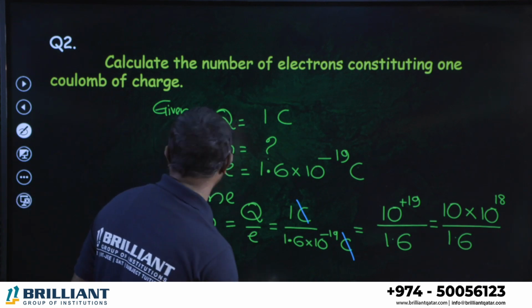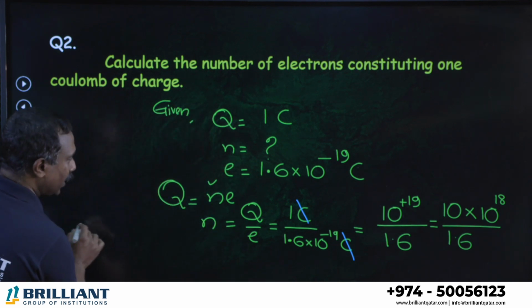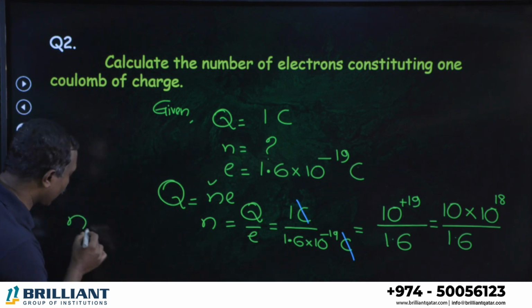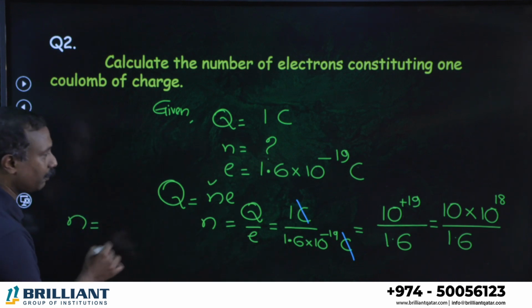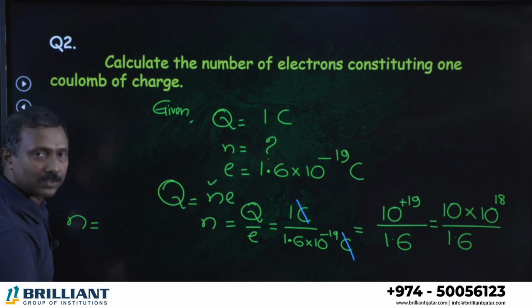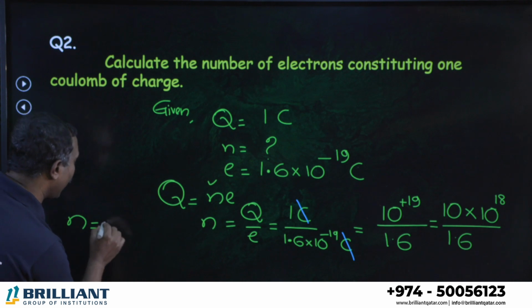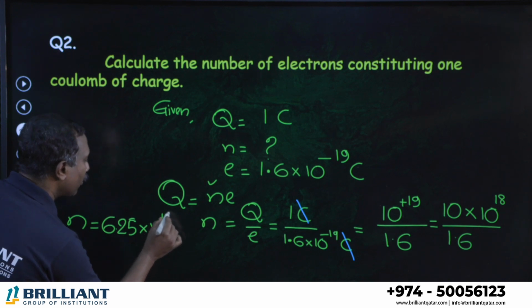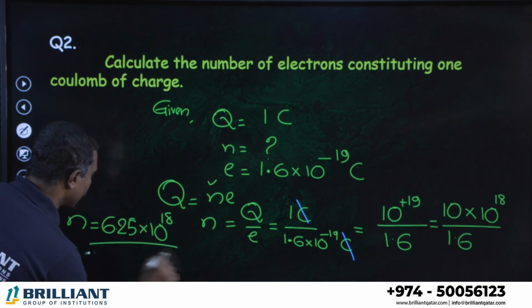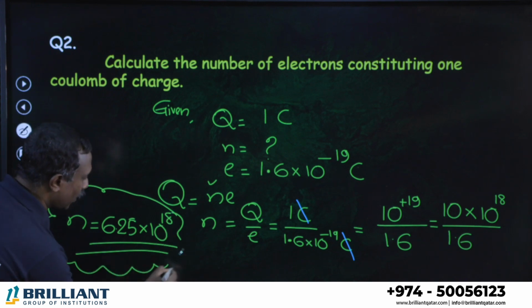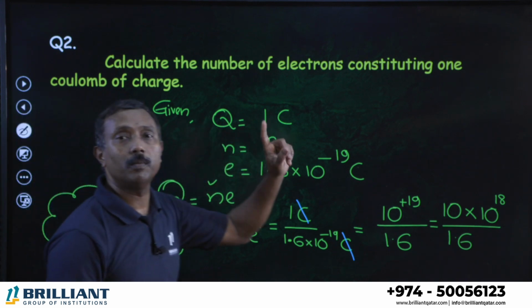I will write the value of N here because the space is not sufficient there. So I am writing the answer here itself by solving that value, 10 into 10 to the power of 18 over 1.6. I will get the value as 6.25 into 10 to the power of 18 electrons. So this is the number of electrons constituting this 1 coulomb of charge.